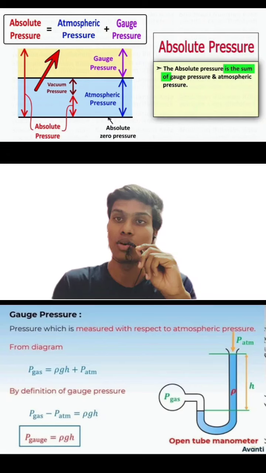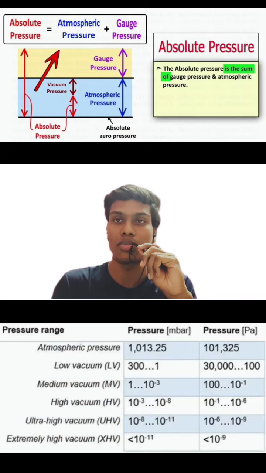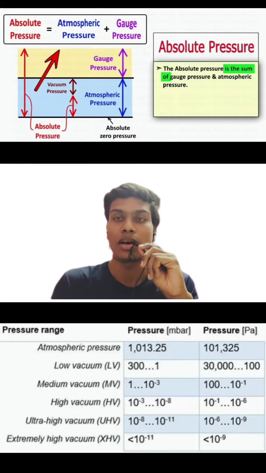And then one more thing is there, vacuum pressure. Vacuum pressure is the difference between atmospheric pressure and gauge pressure. For example, vacuum pressure should have a pressure value which is less than 1 bar. That is said to be a vacuum pressure. It should be less than 1 bar.